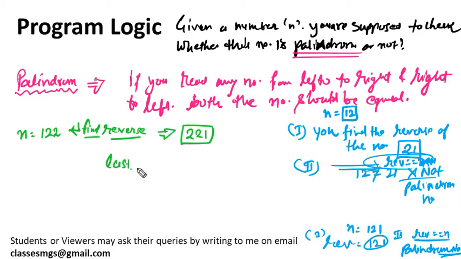How to calculate the last digit? I have already told you in the last class or last practical. If you divide any number by 10, what remainder will you get? It will be the last digit. So if you calculate n % 10, then you will get the last digit.